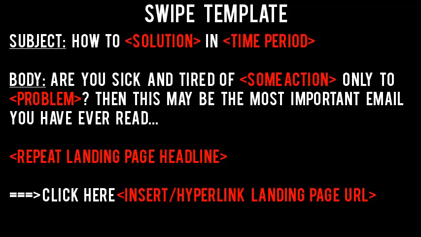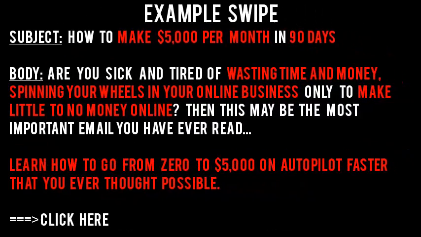So what I like to do is repeat the landing page headline word for word. That way there's that consistency that links the two together. Right below that, you're going to hyperlink your landing page URL. And then once they click your landing page URL, they're going to go to your landing page again, opt in, and then from there your marketing will take over. So let me just show you an example of what an actual email will look like once you send it to them.